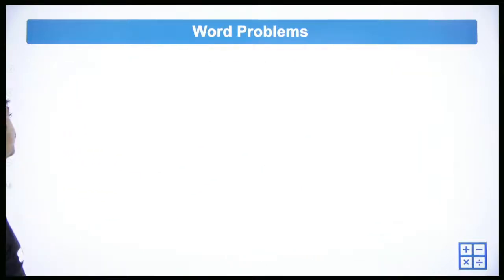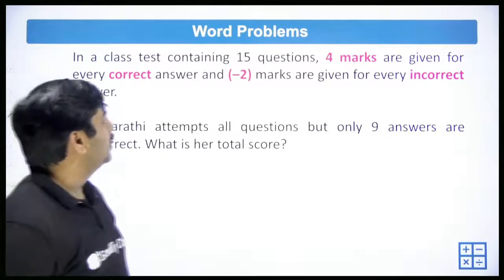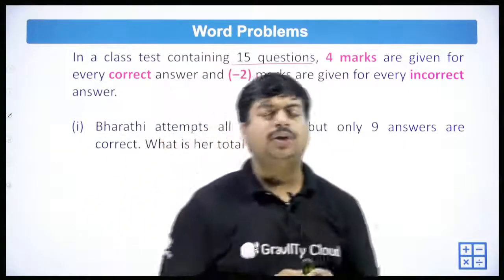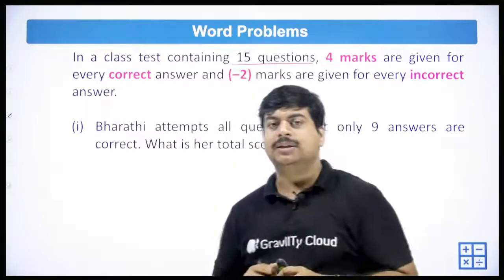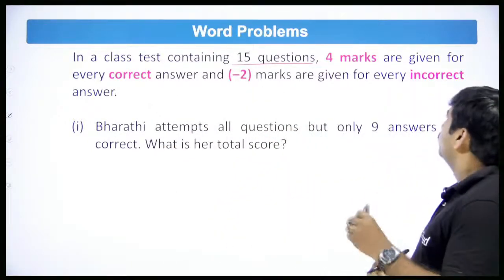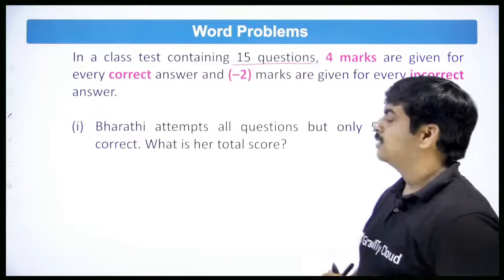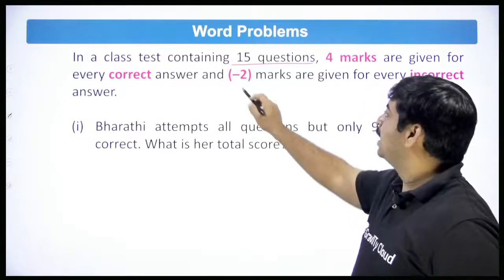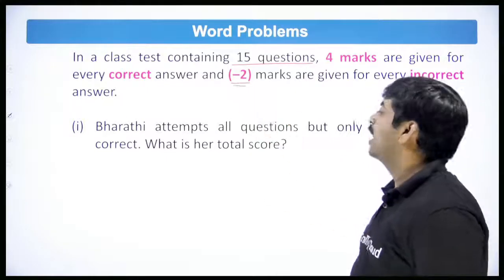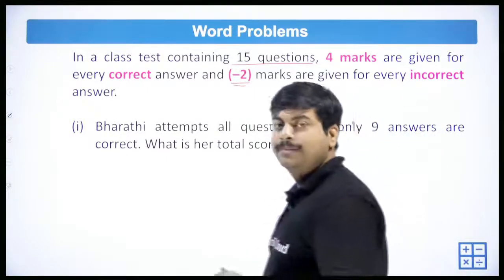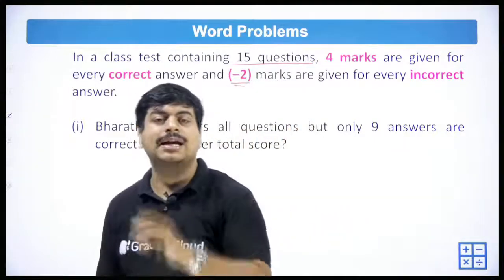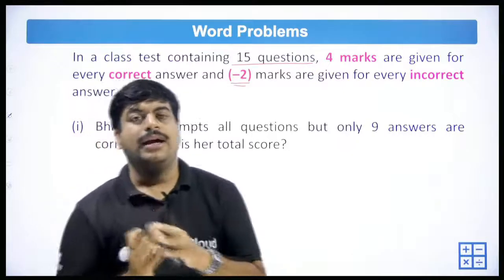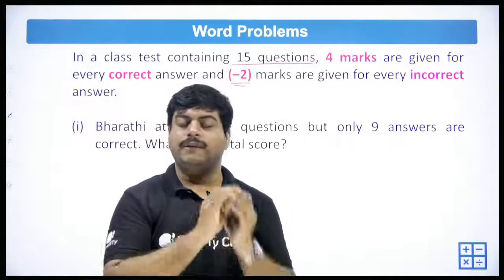What is the next question we are having? In a class test containing 15 questions. Okay, you're writing an exam. The total questions you're having are 15. The point here is 4 marks are given for every correct answer and minus 2 marks are given for every wrong, incorrect answer. It's not that you will get 0 marks for a wrong answer. Here you are having negative marking. Negative marking means if you write wrong, you will lose marks.